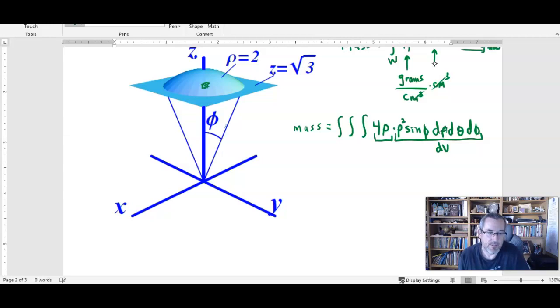All right, so let's work on setting this thing up and continuing the process. Let's talk about rho first. So rho varies from what to what? Now, as you've seen throughout this module, I keep trying to highlight the error in thinking. Here's what people would want to do so often in this case.